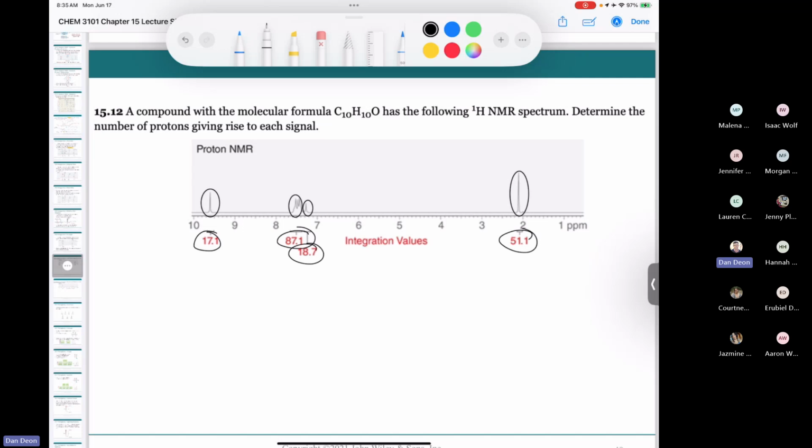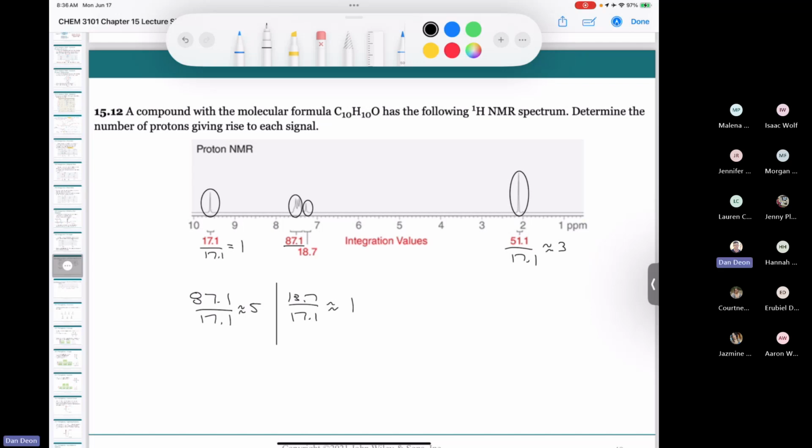Now we're going to divide all of them by the smallest number. So we're going to divide by 17.1: 87.1 divided by 17.1, then 18.7 divided by 17.1, and then this one divided by 17.1. So here we get a 1. For this one, we get close to a 5. For this one, we get close to a 1. And for this one, we get close to a 3.